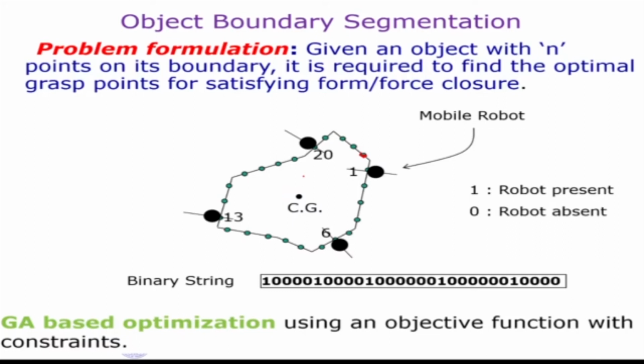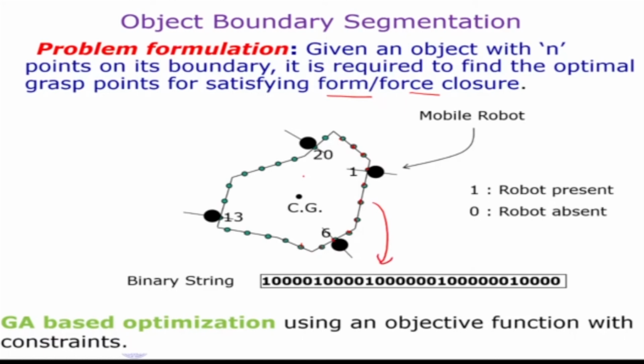Given an object with n points on its boundary, we are required to find the optimal grasp points for satisfying form closure or force closure. So that is the problem. This is an object of some shape, and I want to convert this into a digital problem. So I segment the boundary of this object by putting these points. I break up the boundary into a number of points where the fingertip can be placed. And then I convert this into a binary string.